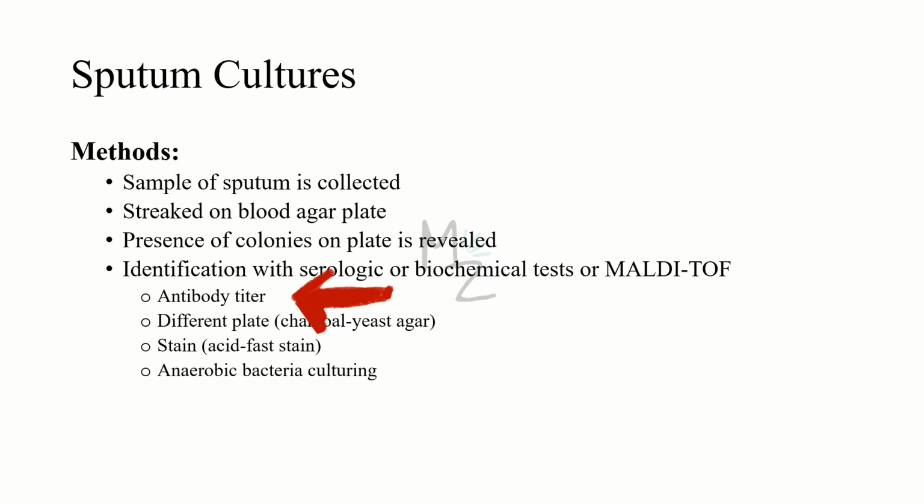Cultures of mycoplasma are infrequently done. Diagnosis is usually confirmed by a rise in antibody titer. If Legionella pneumonia is suspected, the organism can be cultured on charcoal yeast agar, which contains high concentrations of iron and sulfur which are required for growth. If tuberculosis is suspected, an acid-fast stain is done immediately and the sputum cultured on special media, which are incubated for at least 6 weeks. In diagnosing aspiration pneumonia and lung abscesses, culturing for anaerobic bacteria is important.